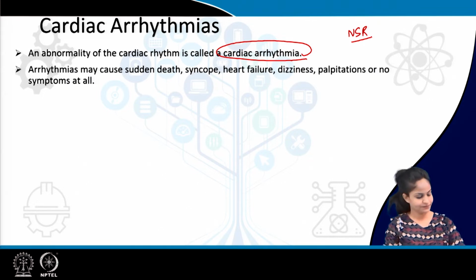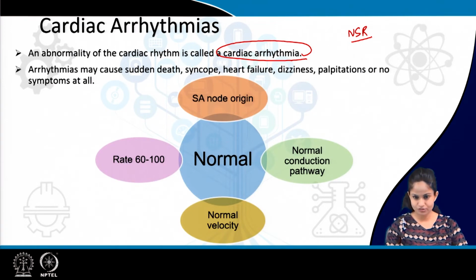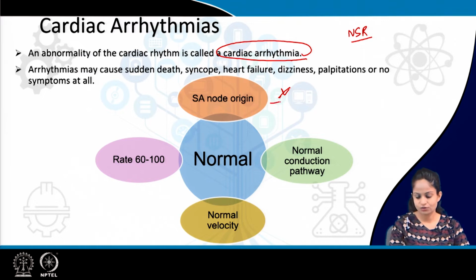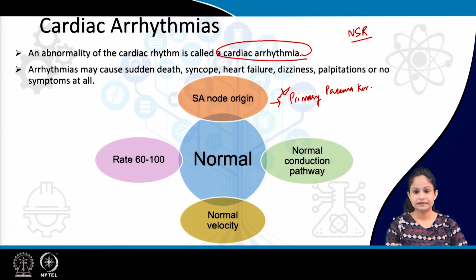no symptoms at all. So the normal sinus rhythm, what we understand by normal so far, is that the origin of the impulse should be from the primary pacemaker, that is the SA node, as we have already discussed. Then we have a normal conduction pathway. The impulse should travel from the SA node to the AV node, then there should be a conduction delay in the AV node, then it should pass to the bundle of His, then the branches, then Purkinje fibers, then the ventricles. This is the normal conduction pathway, and the impulse should travel through it.